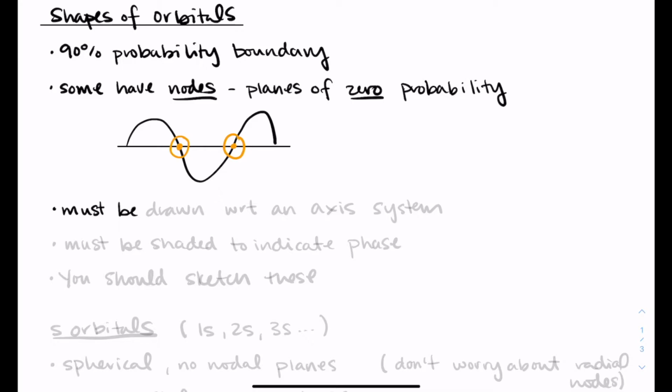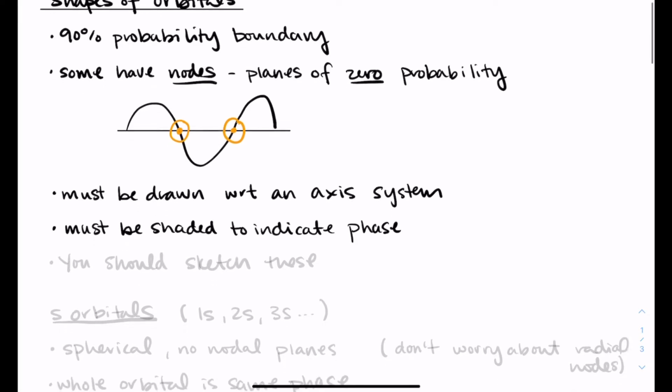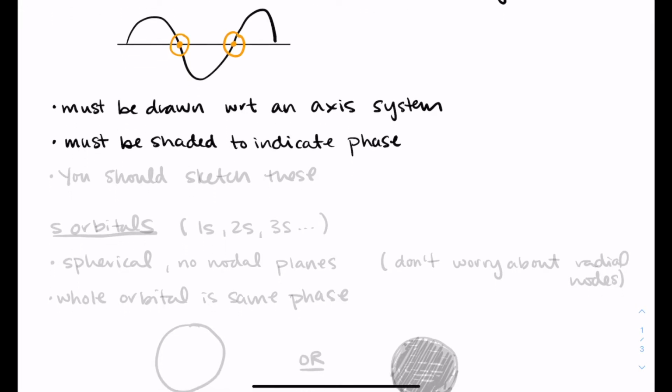When you draw orbital pictures, they must be drawn with respect to, that's what the WRT stands for, an axis system. I can go through, and I do here, and I can in class, what it looks like to draw the orbital on the axis system, but you are also welcome to draw it next to the axis system. So if it's easier for you to draw it without the axis lines, as long as you can make it look like it's pointing in the right direction, if it needs to point in a specific direction, that's what matters. You must shade them to indicate phase.